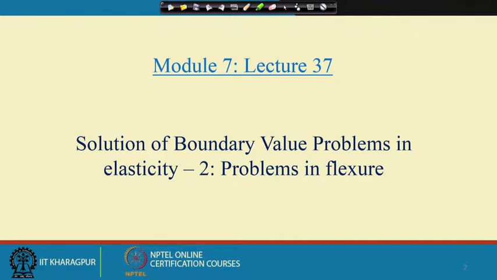Welcome. So, we are in module 7. This is the last lecture of module 7, where we are essentially solving some problems in flexure involving the elasticity approach, and specifically the stress function approach.